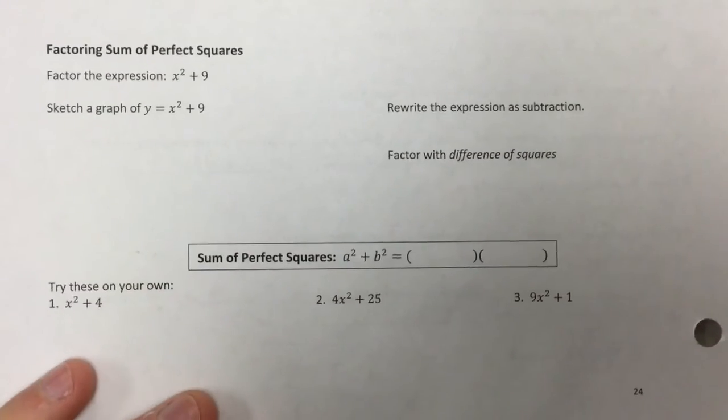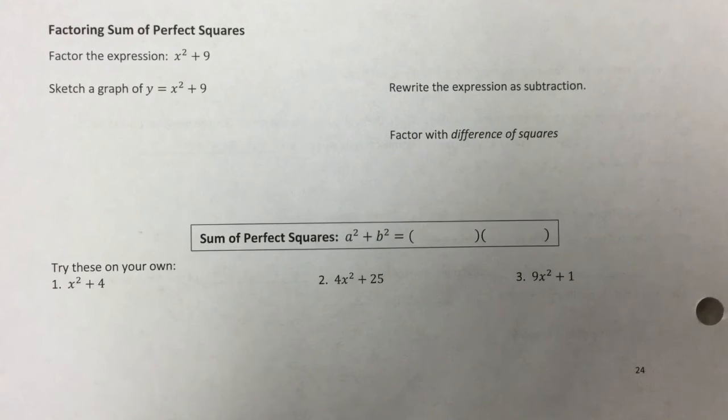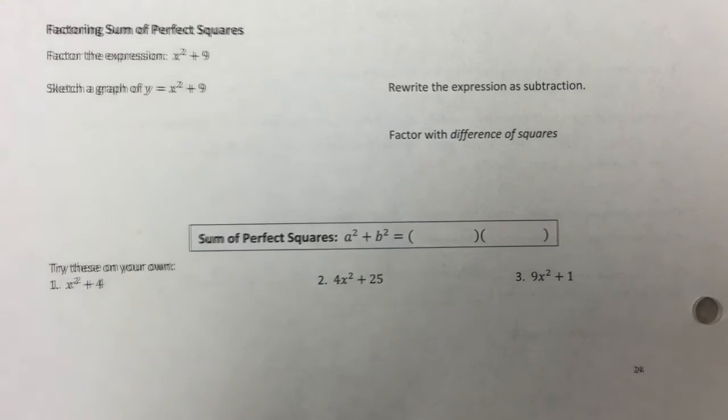And last but not least, we have factoring of sum of perfect squares. The last thing we're going to look at is factoring sum of perfect squares. If you remember earlier in the year, we factored difference of perfect squares, and I always told you before that we could not factor sum of perfect squares.